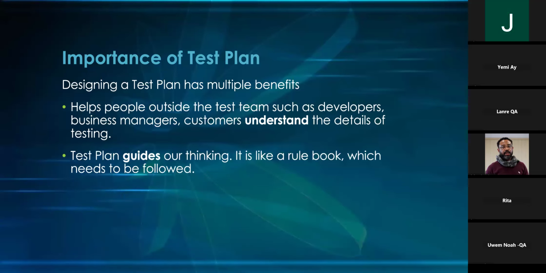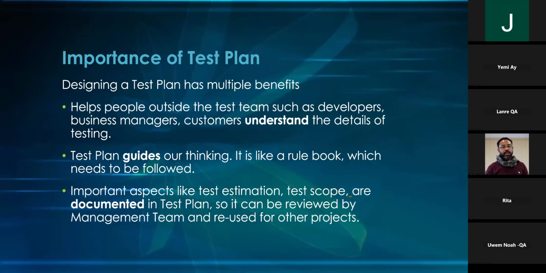The next thing, test plan guides our thinking. It's a rule book which we all need to follow. So I look at it and say, oh, we've executed this phase. Smoke test has been done, completed. It's just like a checklist for us. It guides our thinking. We all understand what we want to do. Important aspects like test estimation and test scope are documented in the test plan, so it can be reviewed by the management team and reused by other projects. These are the benefits of a test plan.